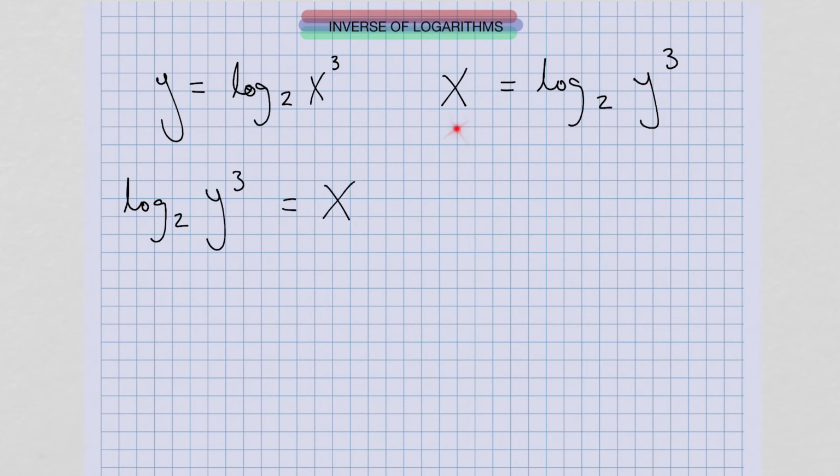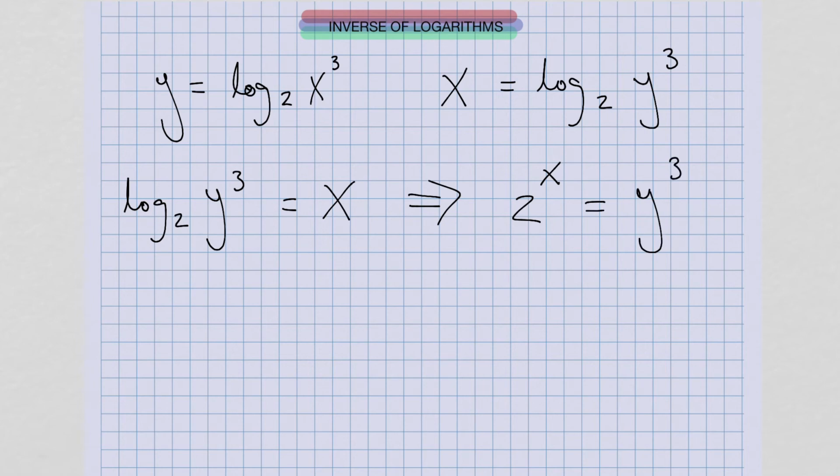Okay, that's simply putting these across the equal sign, one side to the other. That's a perfectly fine maneuver you could do. So what this is saying here is that 2 raised to the x power equals y raised to the third power.